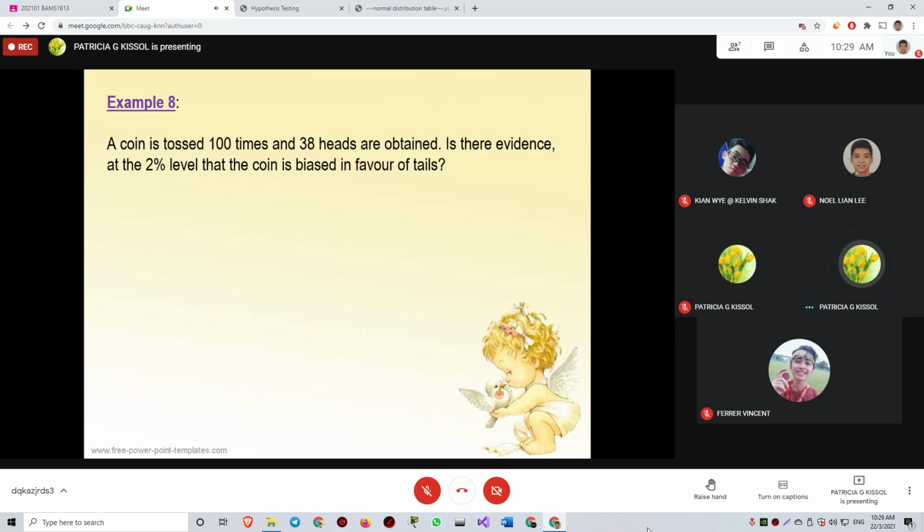Example 8. This is where a coin is tossed. A very short, simple question. You can see there is no mean, no standard deviation, so you know this is a population proportion. The coin is tossed 100 times, that is your n, and 38 heads are obtained. Is there evidence at the 2% level, this is where our alpha is equal to 0.02, that the coin is biased in favor of tails?